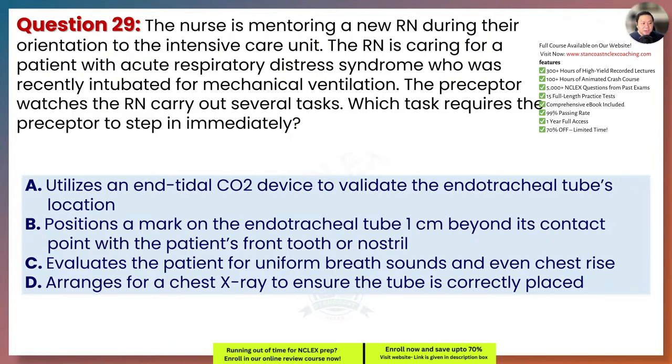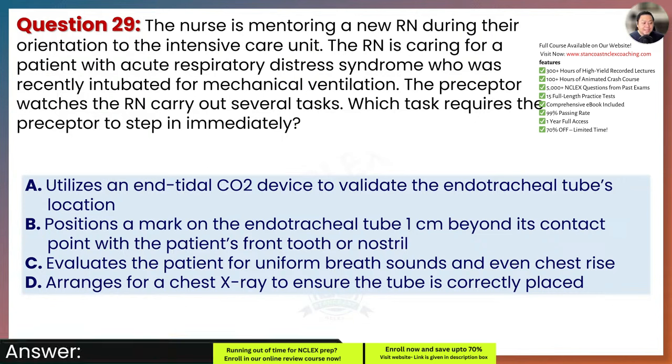B, position a mark on the endotracheal tube 1 centimeter beyond its contact point with the patient's front tooth or nostril. C, evaluates the patient for uniform breath sounds and even chest rise. D, arranges for a chest x-ray to ensure the tube is correctly placed. The answer is letter B.